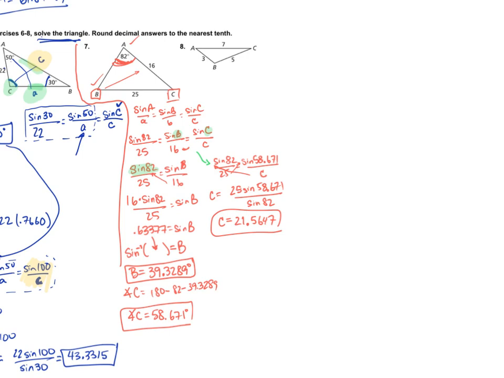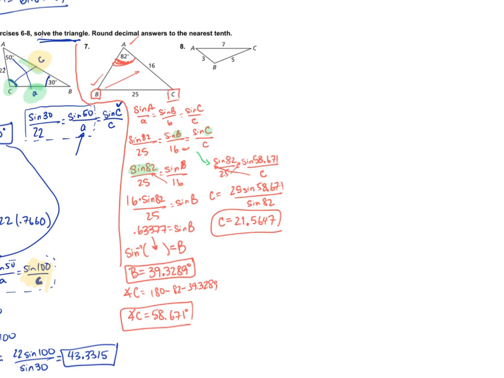Let's take a look at this last problem. Here we have this triangle, and on this triangle we've got 3 sides and none of the angles. So let's see what we could do with 3 sides and none of the angles. Okay, it's not a right triangle. I can't use SOHCAHTOA, I can't use the Pythagorean Theorem, I can't use special right triangles because it's not a right triangle. I always check for that first. Since I can't use those, I'm going to need to use the law of sines.